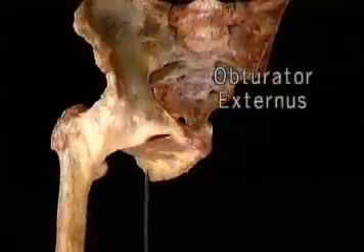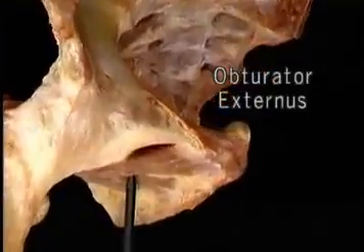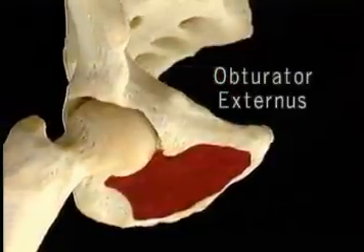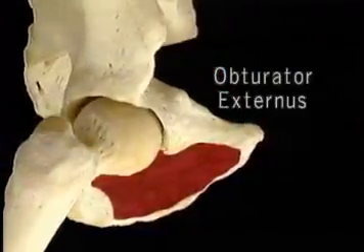Now we'll look at the 2 obturator muscles, obturator internus and externus. They lie on each side of the obturator membrane. Here's obturator externus. It arises from the obturator membrane and from the adjoining edge of the ischiopubic ramus.